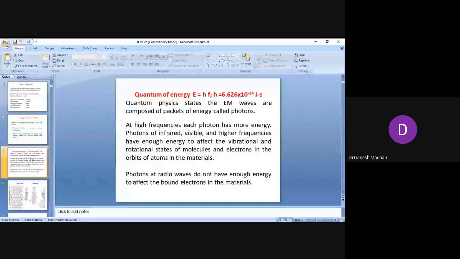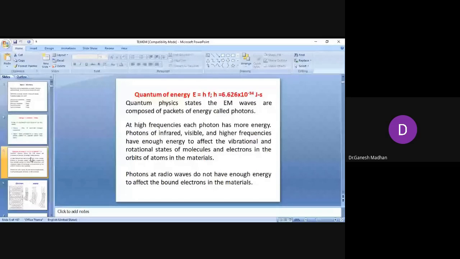Of course, if you go to the still higher range, X-rays, so that is able to penetrate our skin, right, for the medical applications. And the photons at radio wave, that is at lower frequency, at kilohertz and megahertz, they don't have much energy, so that they will not be able to remove electrons in the materials, right? So this concept tells us how the energy of an electromagnetic wave behaves at various frequencies.